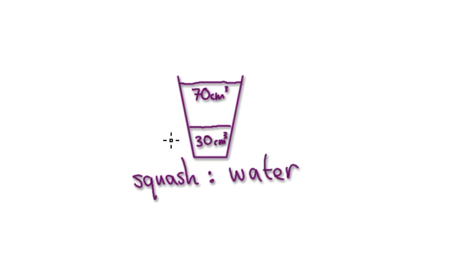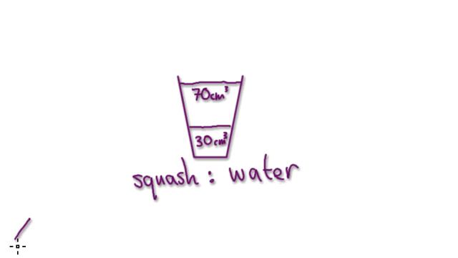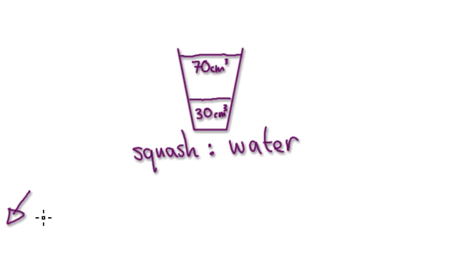Anyway, here I've got a drink. This drink contains 30 centimeters cubed of squash and 70 of water. Express the ratio of squash to water. So press pause and have a go.